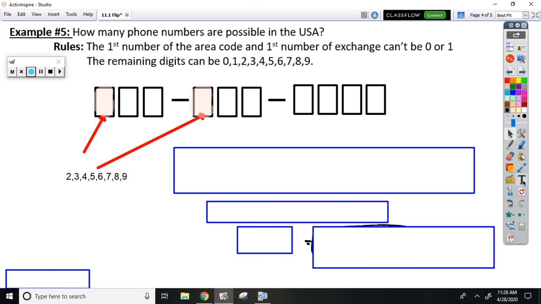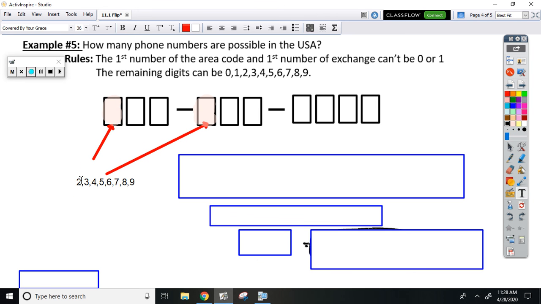So if we count up how many options that is, 1, 2, 3, 4, 5, 6, 7, 8, there are 8 choices for me to pick a number that goes there. And there are 8 choices for me to pick what goes there. The remaining digits can be anything 0 through 9. Now be careful, a lot of students will put 9 in the rest of the blanks, but if we count these up, 1, 2, 3, 4, 5, 6, 7, 8, 9, 10, that means that all of these options are 10.